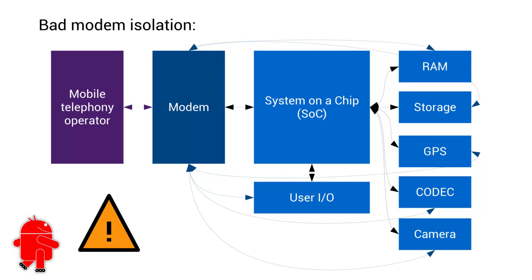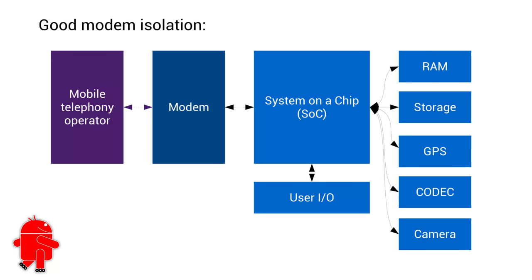So this is why we consider modem isolation. In that case, we have a very bad modem isolation because the modem is not only connected to the system on a chip, but also to other devices such as memory, storage, GPS, codec, camera, and user I/O. All that means that in that position it is able to spy on the user in a very efficient way. For instance, if it's connected to storage, it can access the user's files if they're not encrypted. So that's a very bad thing that we really want to avoid. The way to avoid it is to use good modem isolation, where the modem is only connected to the system on a chip and not to anything else. Not to the RAM, the storage, or GPS, not to the microphone, nor the camera. Nor anything else it doesn't really have any reason to be connected to.